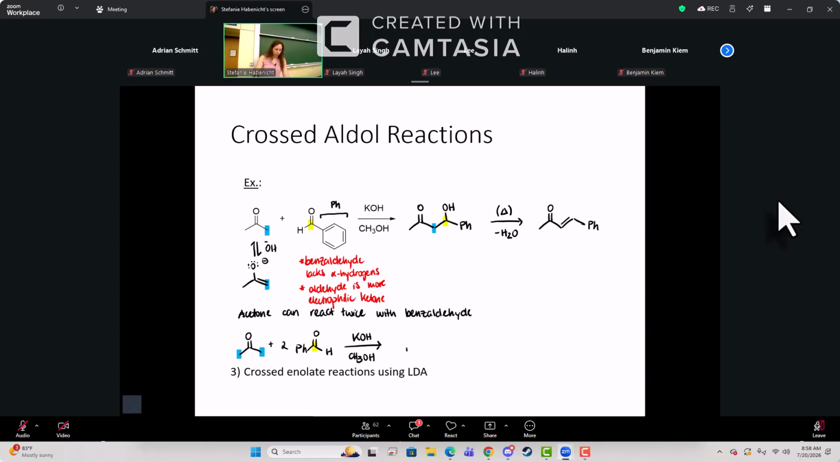Both of the alpha positions of acetone will react with benzaldehyde, and our product will be this. Acetone can react twice with benzaldehyde, at both of the alpha positions. So there's 2 aldol condensations taking place. And the product that we see here, very nice yellow crystals, is fairly straightforward to make. It's used, for example, as a palladium catalyst. So there are commercially available palladium catalysts where this molecule is a ligand on palladium.